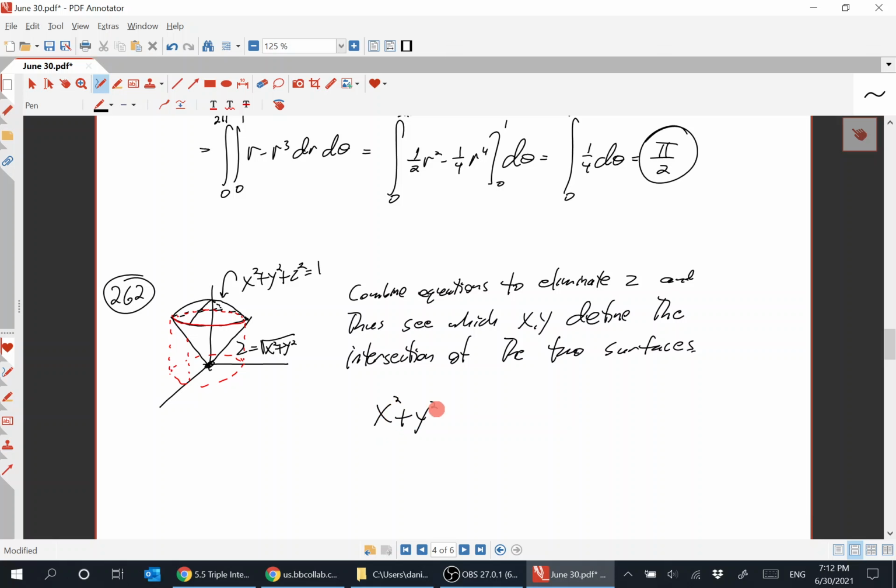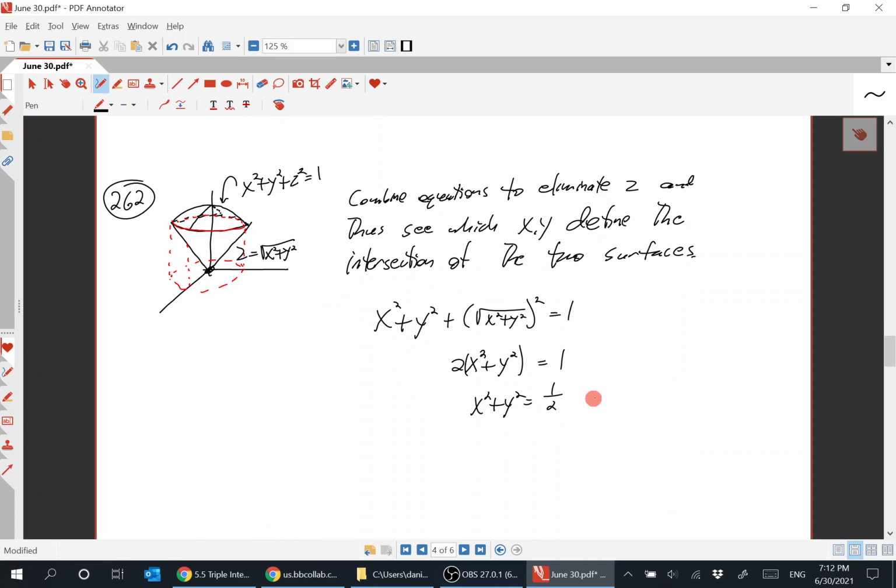So you got x squared plus y squared plus z squared equals 1. Right, so I have 2 times x squared plus y squared equals 1. So x squared plus y squared equals 1/2, which is the circle of radius 1 over the square root of 2, centered at the origin.